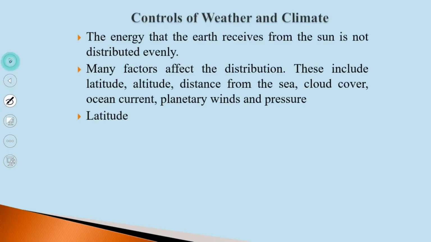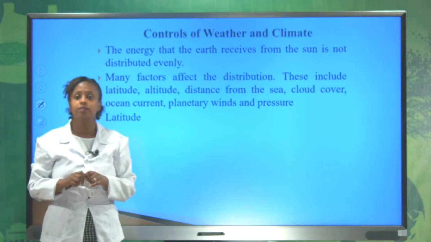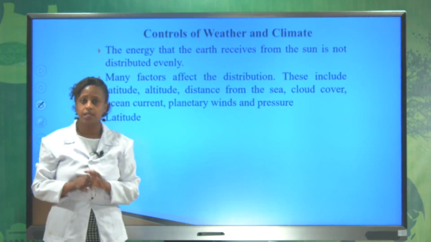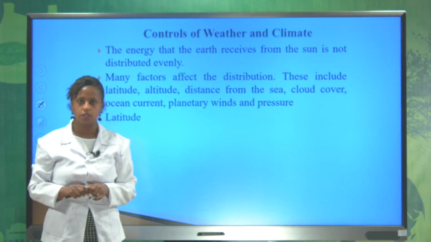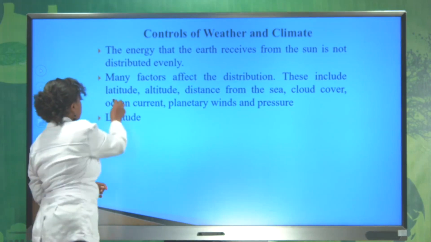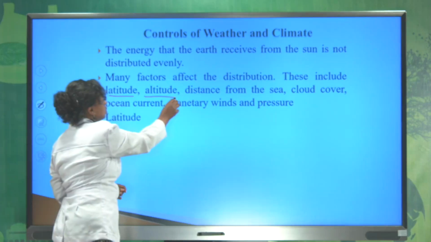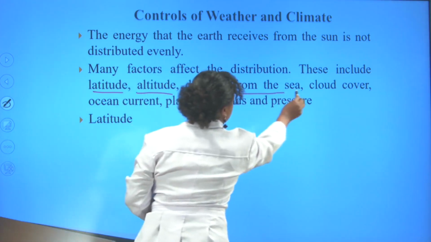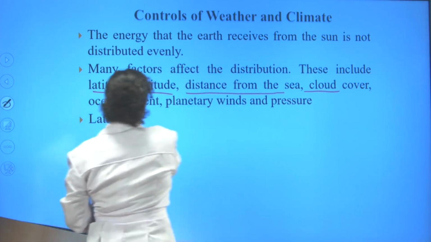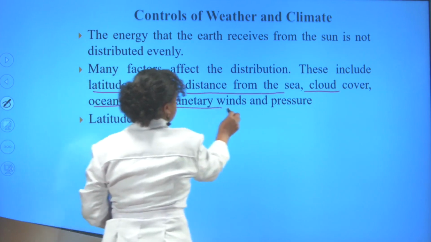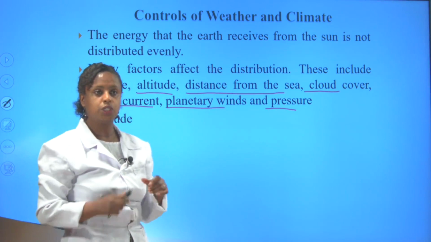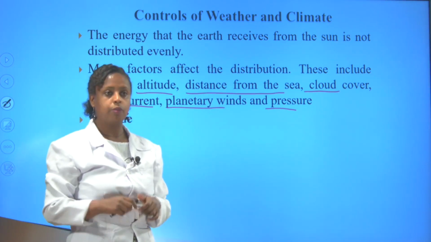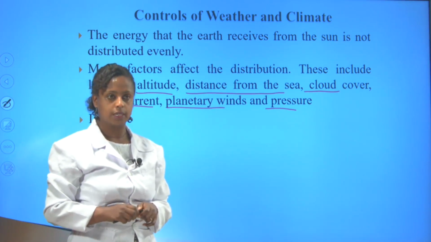Good. The energy that the Earth receives from the sun is not evenly distributed. There are different factors for this uneven distribution of temperature. These are latitude, altitude, distance from the sea, cloud cover, ocean current, planetary winds and pressure, and so on. These are the factors which affect the amount of temperature reaching the surface of the Earth.